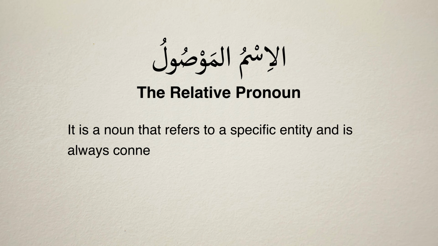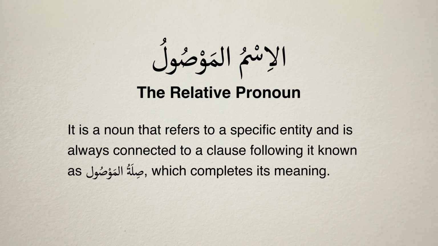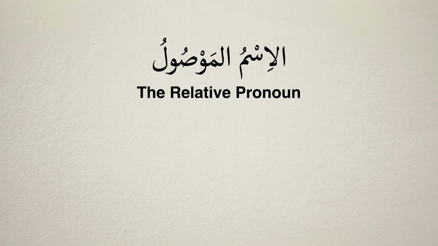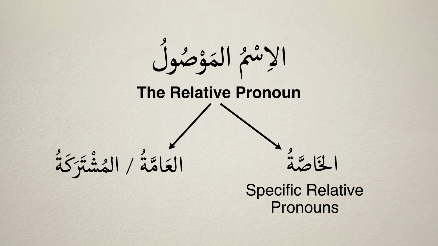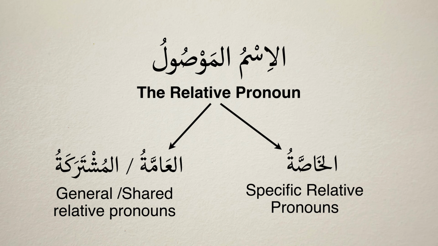The relative pronoun is a noun that refers to a specific entity and is always connected to a clause following it, which is known as silatul mawsul, which completes its meaning. There are two types of al-asma'ul mawsulah, which are al-asma'ul mawsulah al-khassa, meaning the specific relative pronouns, which we learned in the previous lesson, and al-asma'ul mawsulatul ammah or mushtarakah, meaning the general or shared relative pronouns, which we'll explore in today's lesson, inshallah. Let's have a look at an example.